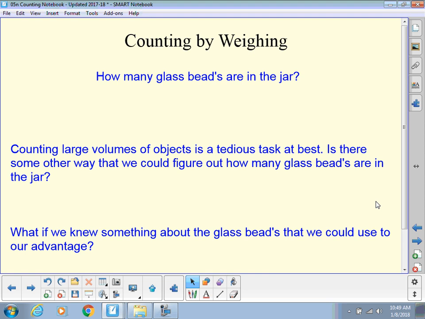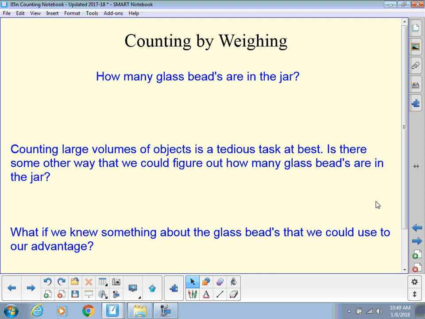So, in the room on the front table, there should be a glass jar with a cork in the top of it, and it is full of glass beads. And as you can see, there are a lot of beads in the jar. And the question is, how many glass beads are there?